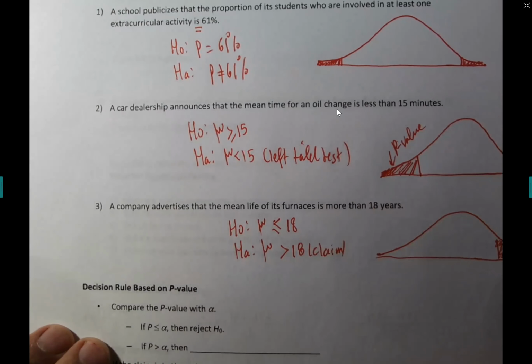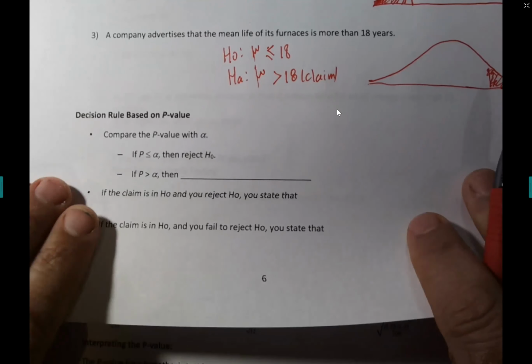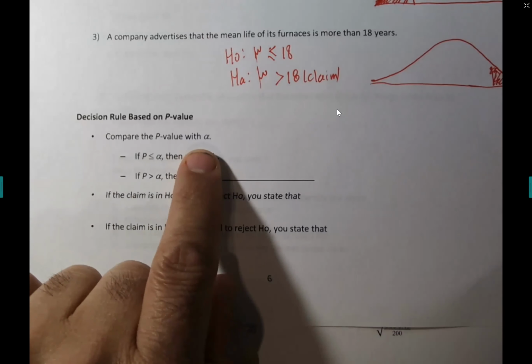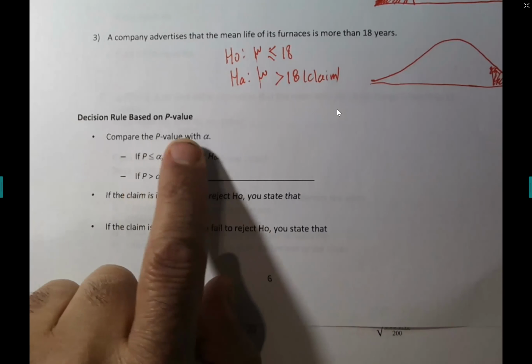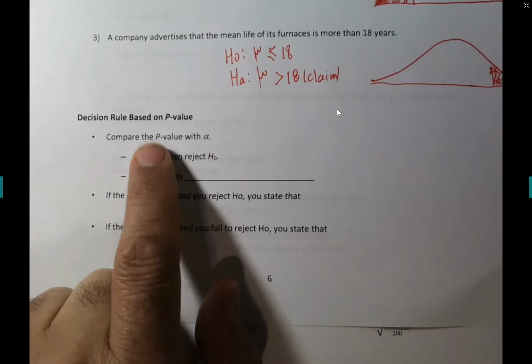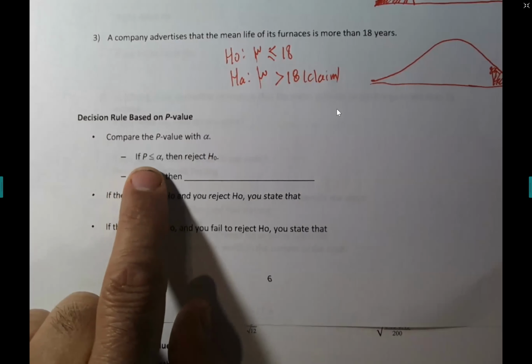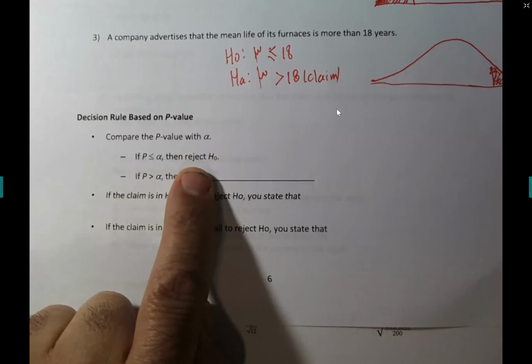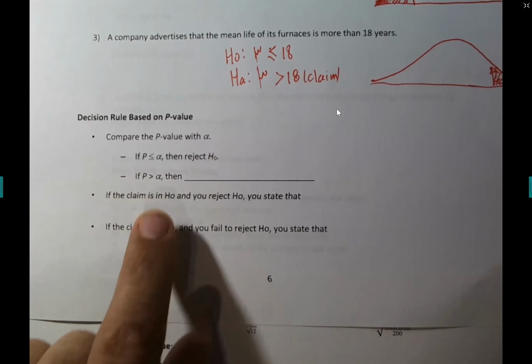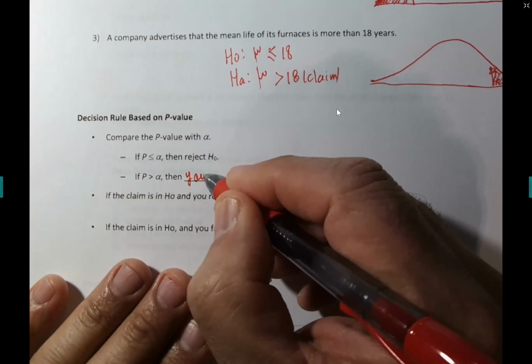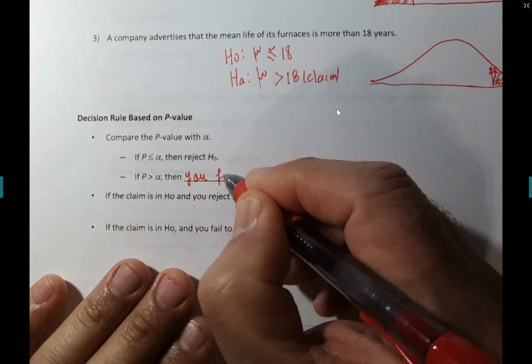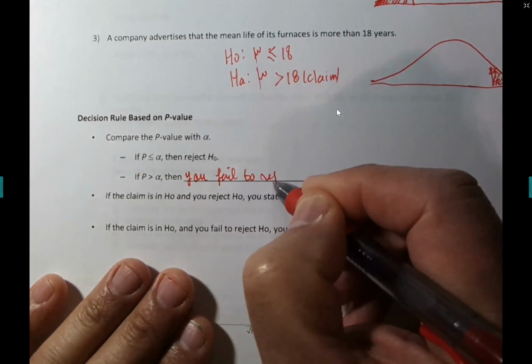Okay, how do we make decisions based on the p-value? You will be given alpha, which is the maximum allowable probability of making a type 1 error. And you compare the p-value with alpha. Alpha is a value between 0 and 1, and the p-value is a value between 0 and 1. If the p-value is less than or equal to alpha, you reject the null hypothesis. And if the p-value is more than alpha, what would you think the decision would be, guys? Then you fail to reject H0.